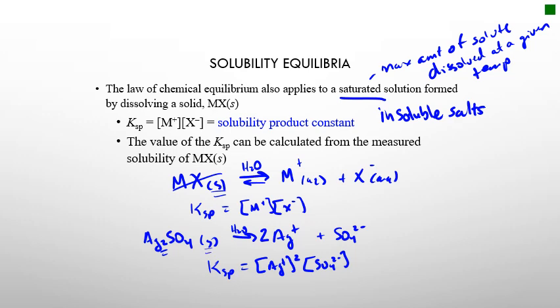But the one thing that does change, because the concentration of our products is directly related to the formula for the initial salt, we have to take into account the differences in the molarities based off of our coefficients. So for example, if I started this as a 0.002 molar solution of the silver sulfate, because I have a coefficient of 2, my concentration of the silver would be 2 times the 0.002 or 0.004, and the concentration of the sulfate would be 0.002.